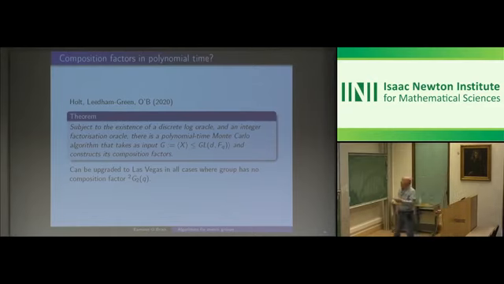So, subject to the existence of a discrete log oracle and an integer factorization oracle, there is a polynomial time Monte Carlo algorithm which takes as input G and constructs its composition factors. And note, you may well be surprised that we can get this result, given that yesterday I admitted that we cannot resolve C4 and C7 membership in polynomial time. We get this by a variety of skilled obfuscation and avoiding going anywhere near those two categories. That's essentially what it boils down to.